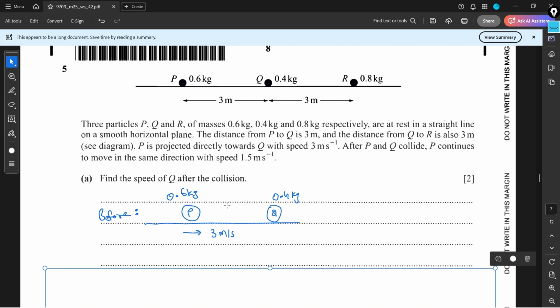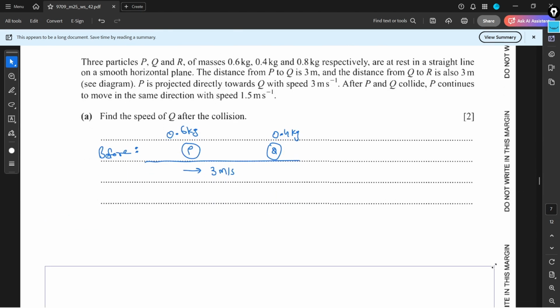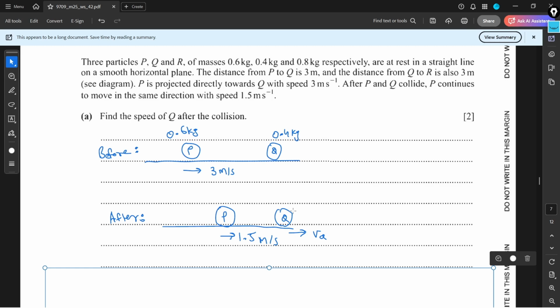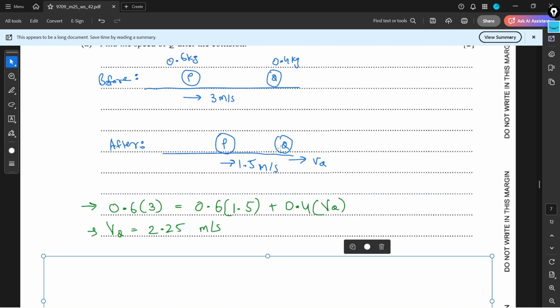So before the collision, that is how it's going to be. My Q is at rest. P is traveling towards Q with this particular speed. And my after condition is going to be like this. P and Q are both moving towards the right. But now the velocity of particle P is 1.5 meters per second. Now applying the conservation of momentum, that is, the initial momentum equals the final momentum, I can figure out the velocity of particle Q. So before the collision, it's going to be 0.6 into 3 plus 0.4 into 0, which is simply 0. So that is how I get the left part.